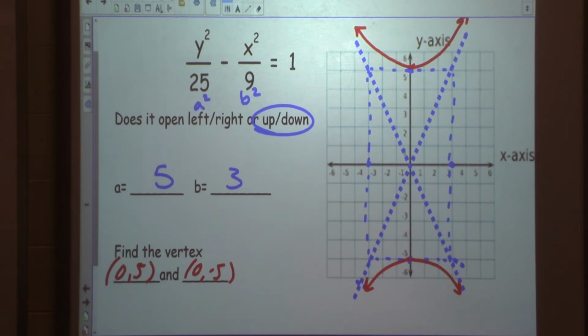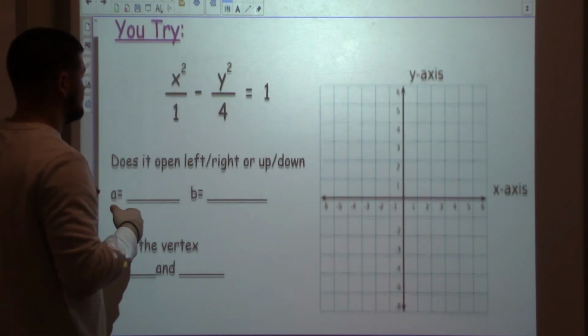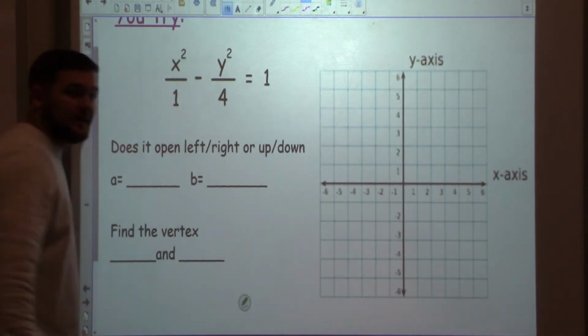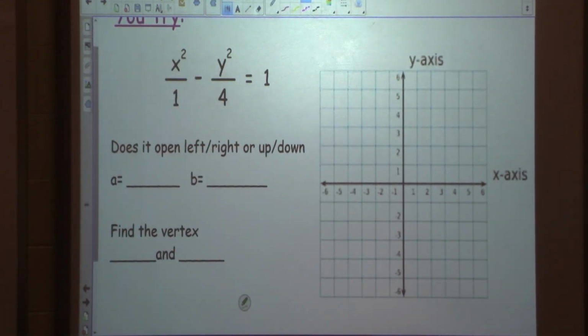Is y always going to be a? No. Whichever one comes first with a hyperbola is a. Wait, whatever one comes first, not even the bigger one? The ellipses, it's the bigger one. Hyperbola, whichever one comes first.